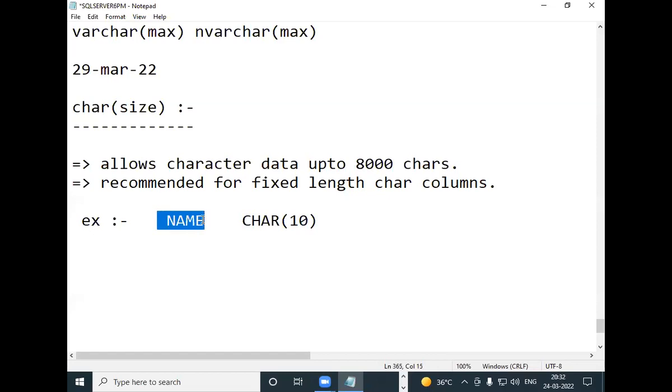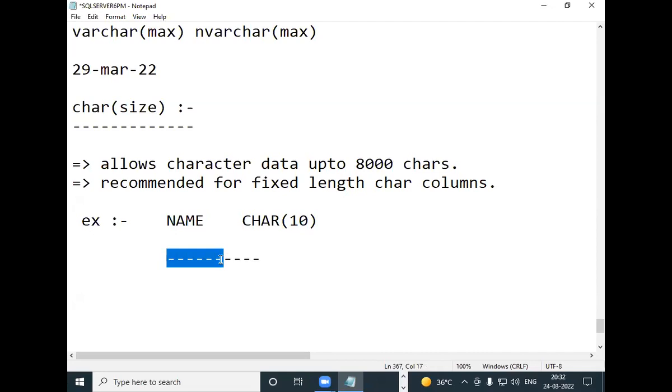How many characters does it allow? 10 characters. And SQL Server allocates 10 bytes, because one character takes 1 byte. So it allocates 10 bytes per name.